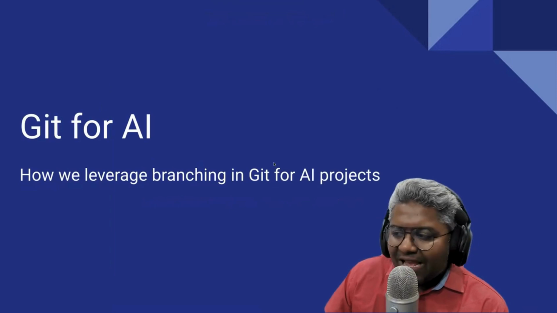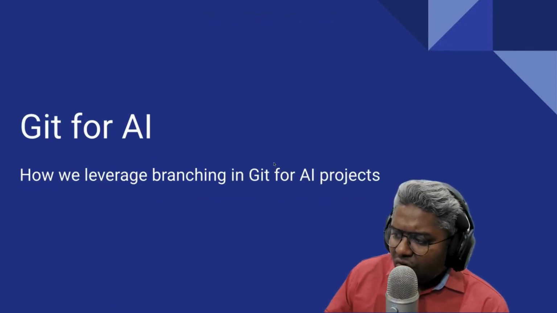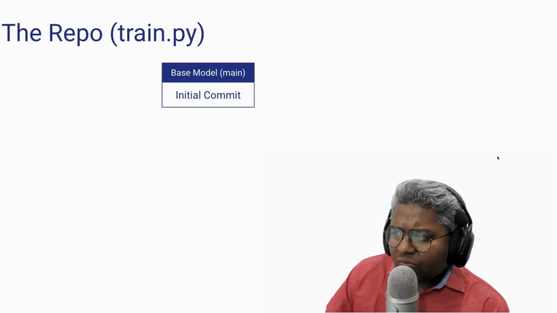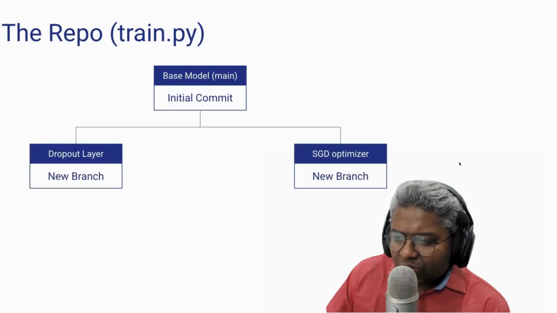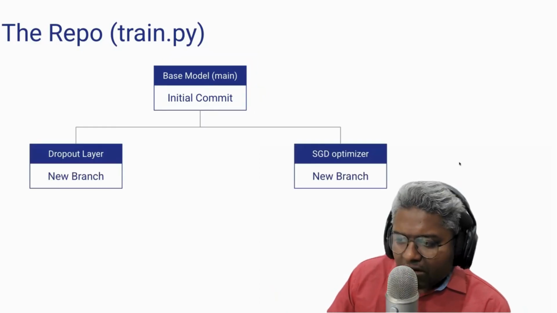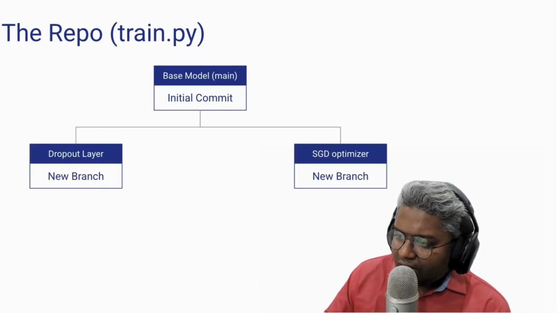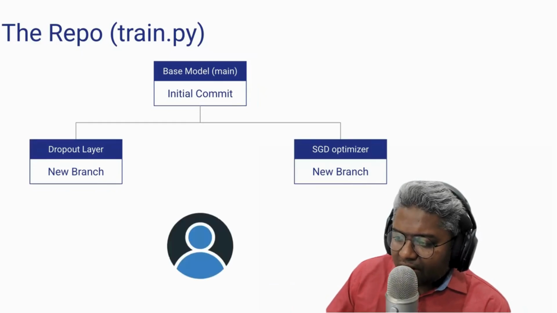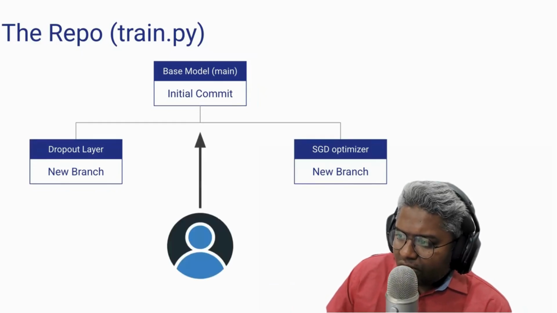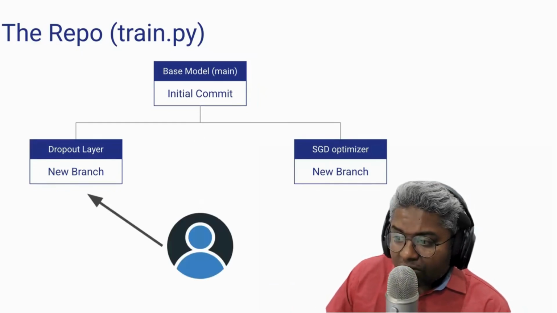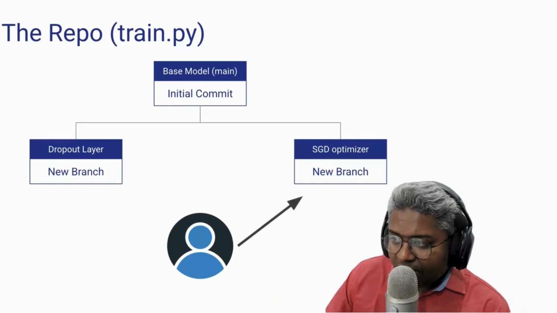So we use Git for AI to leverage the branching feature of Git for our AI projects. In this particular case, the idea is very simple. We have a base model that is our main branch, which we create with our initial commit. And with every experiment that we design, we create a new branch. This essentially helps our developer to focus on the experiments without affecting the main branch.